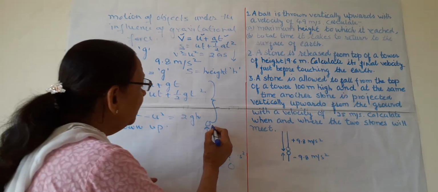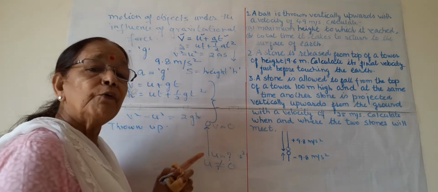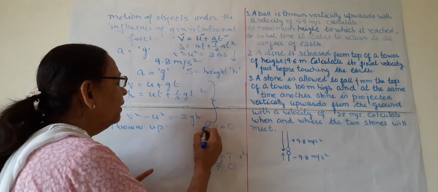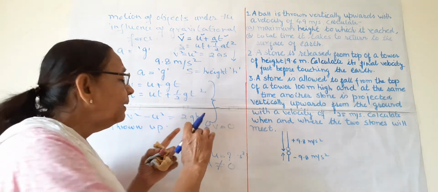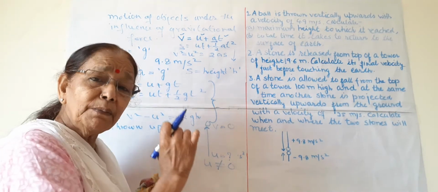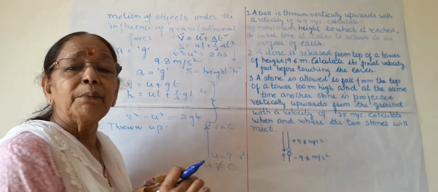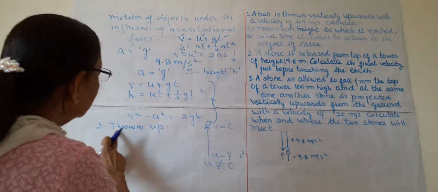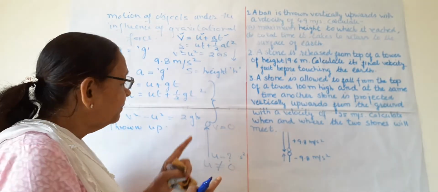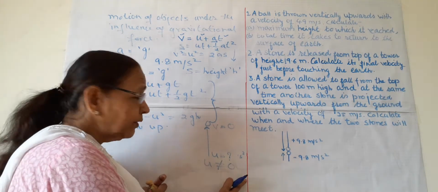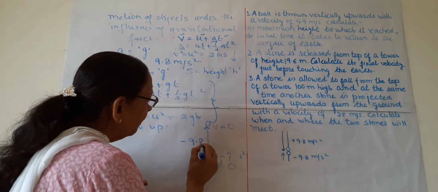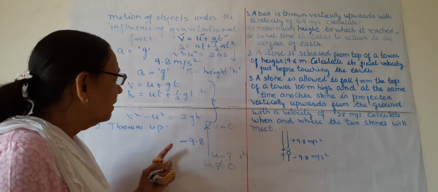But what about v? Here v is 0. Why is the final velocity v 0? Because once the ball is thrown up, when it reaches a maximum height, it stops for a moment and its velocity becomes 0 and then it starts coming down. So when objects are thrown up, two points should be kept in mind. First, u is not 0, v is 0, and the acceleration due to gravity should be taken as minus.